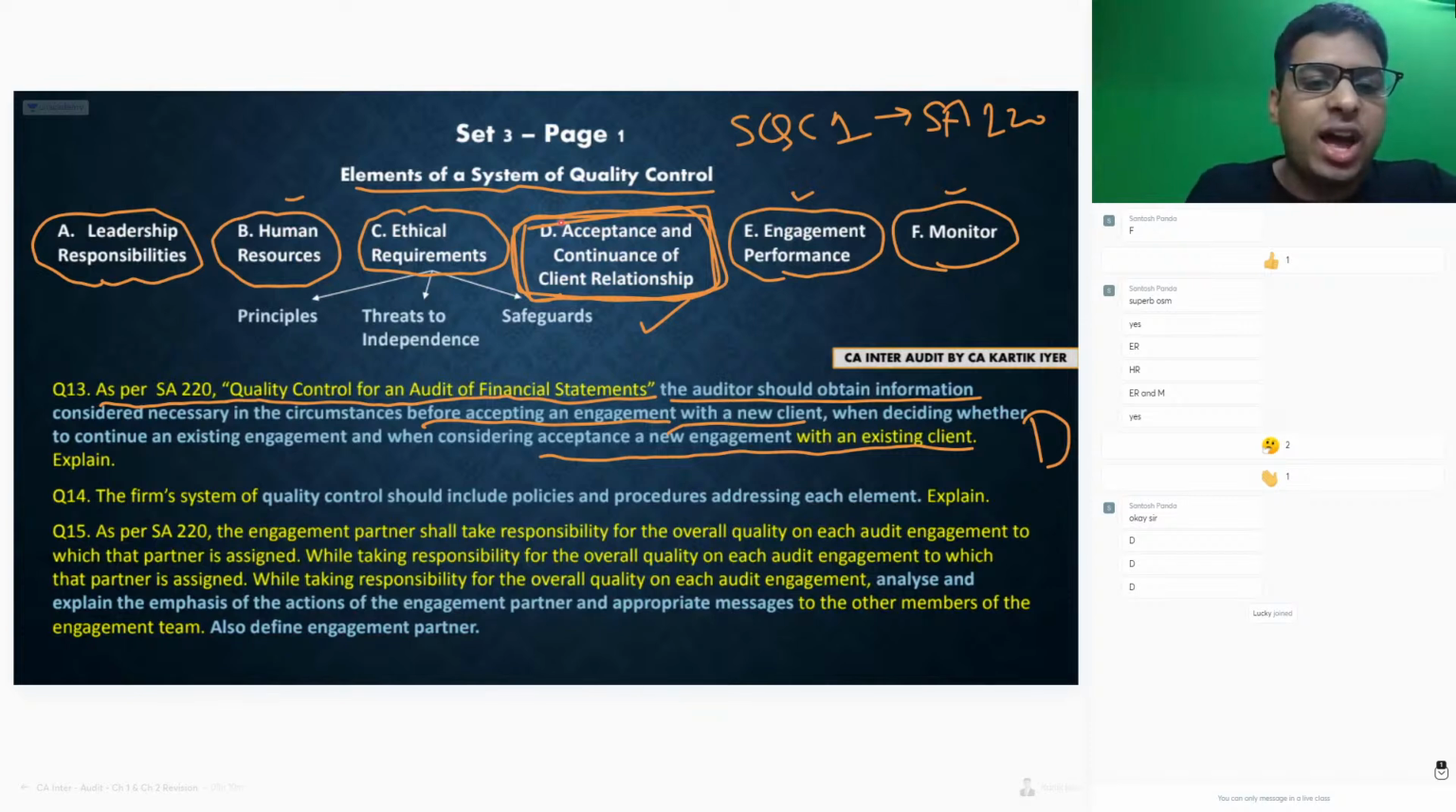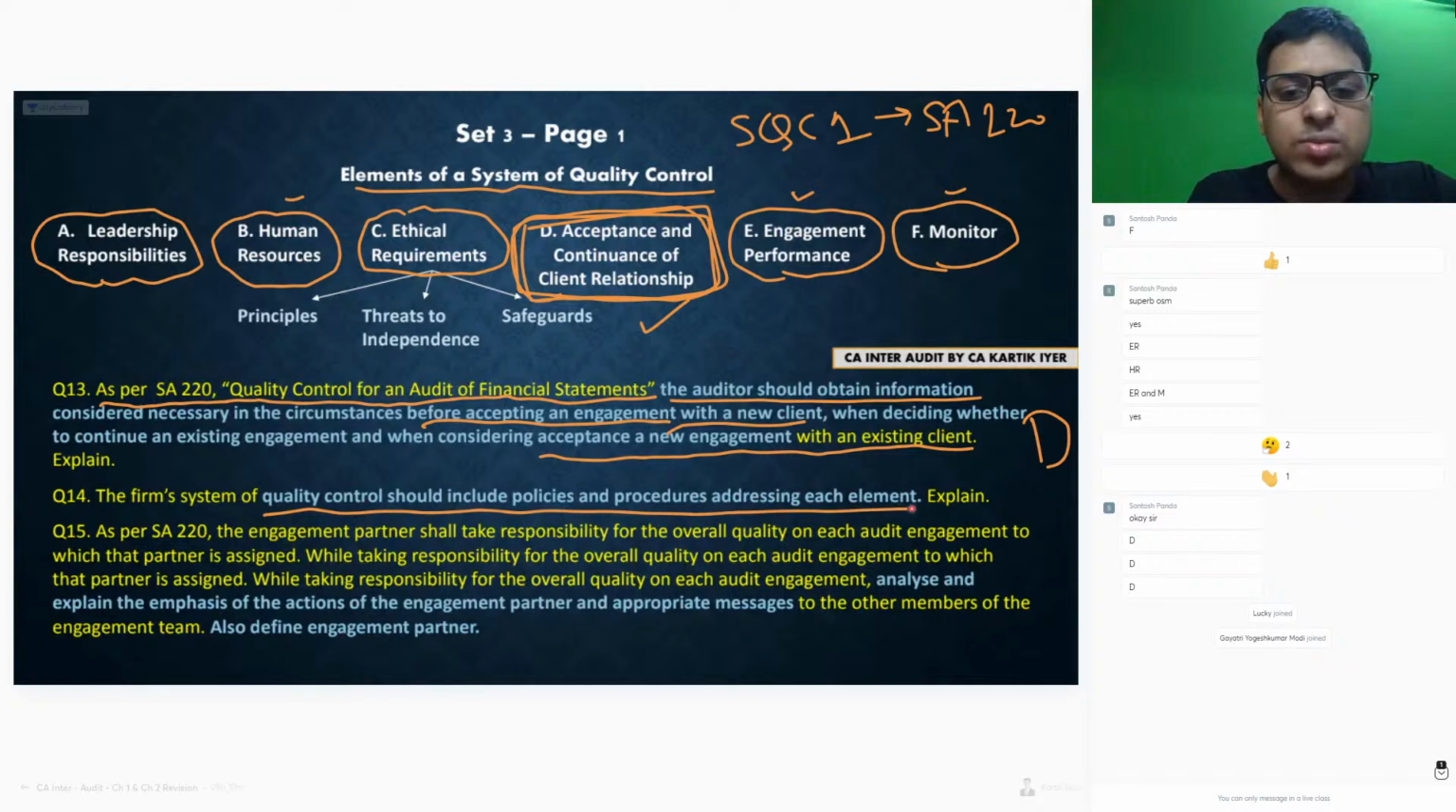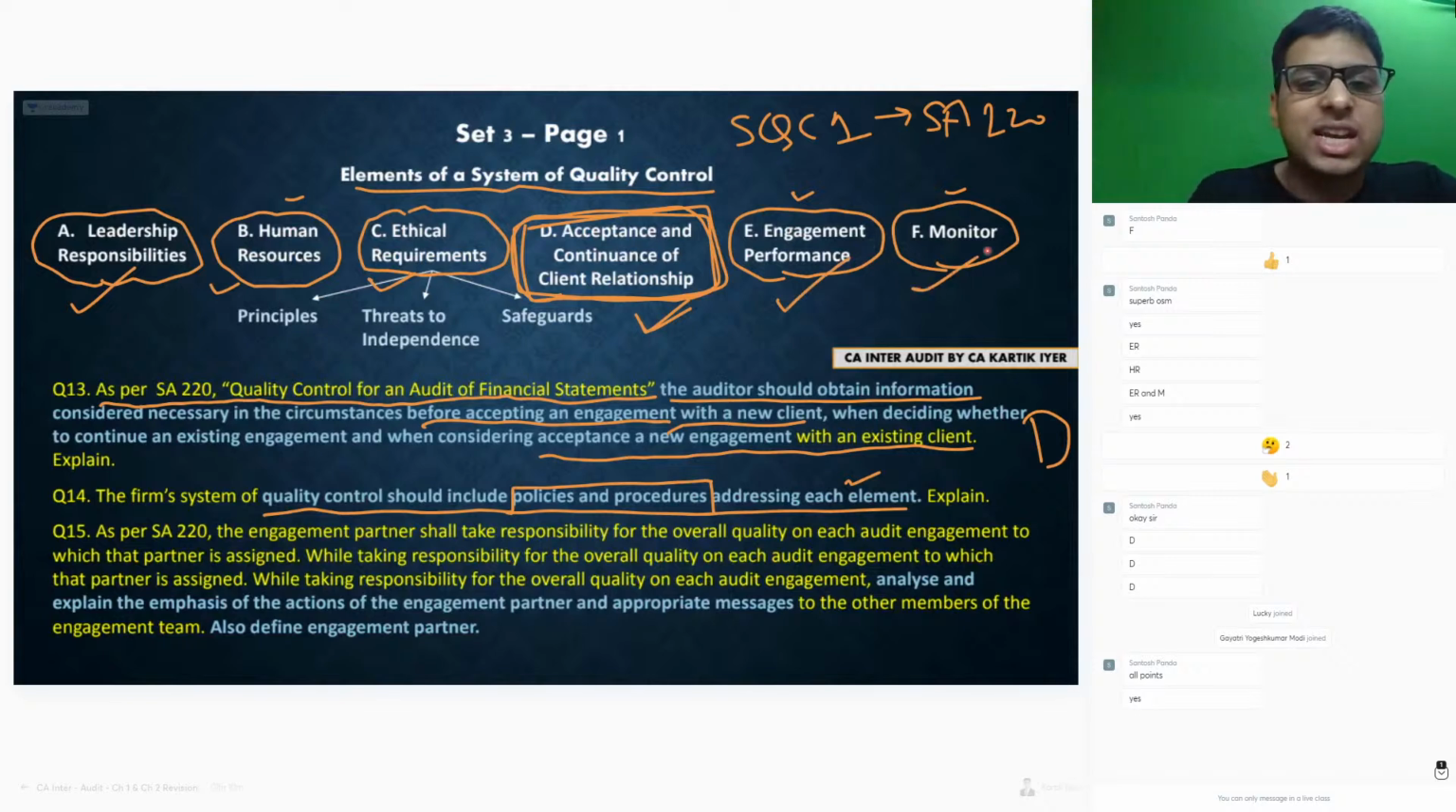After this, you have the firm's system of quality control should include policies and procedures addressing each element. When such questions are asked, they are mentioned here as policies and procedures. They have asked in general about each element: leadership responsibility, human resources, ethical requirements, client relationships, engagement performance, and monitoring. All 6. In this case, you have to write an answer on elements of a system of quality control with all the key points of all these areas A, B, C, D, E, F. That will really help you in the examination. Clear?